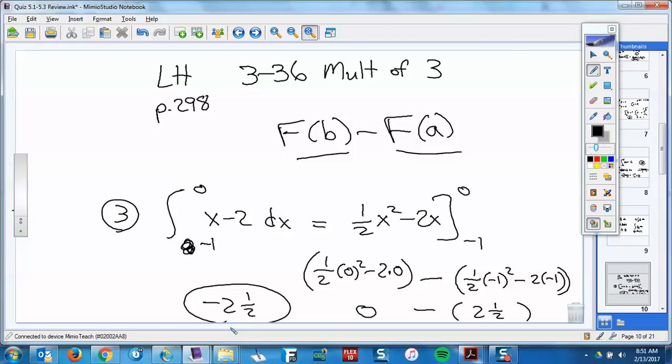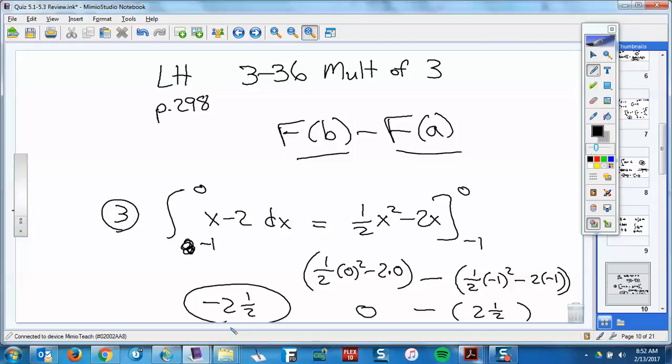That's what I'm talking about doing here on this LH packet. Okay, so that's number 3 on page 298. Big F of x, A to B, and then it's just big F of B minus big F of A using the antiderivative. Okay, and again, I'm going to stop you here in about 20 minutes, so go ahead and try to get a bunch of those done if you can.